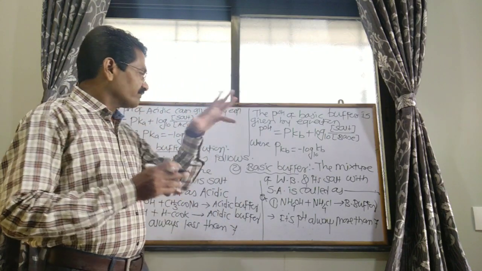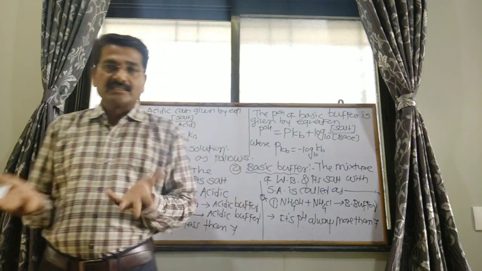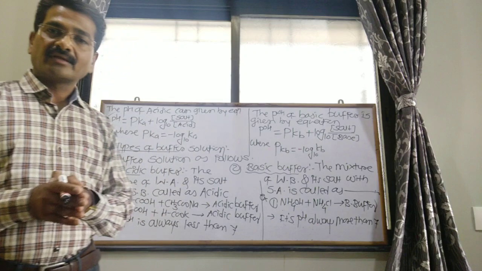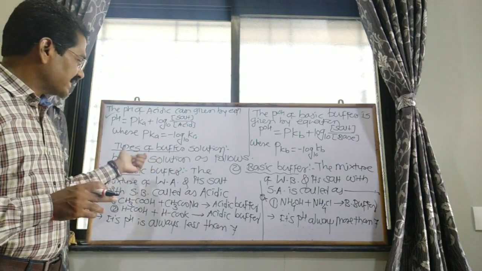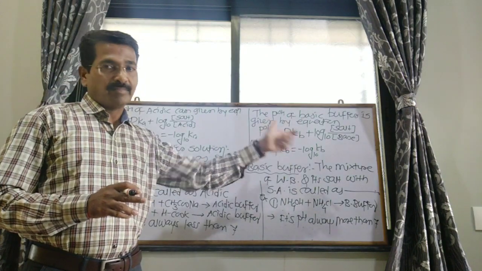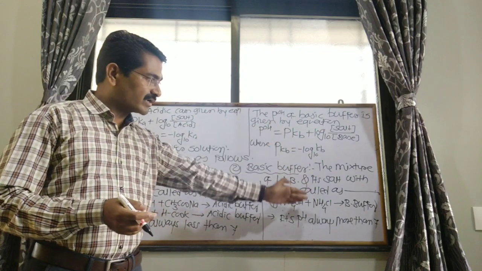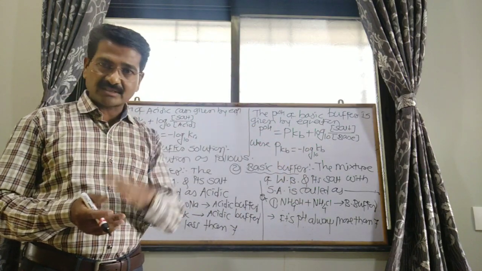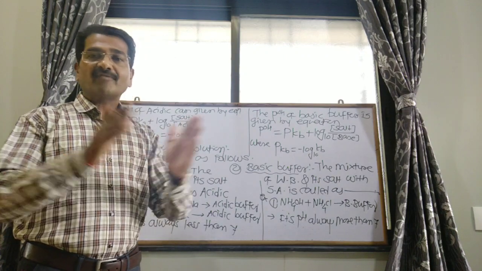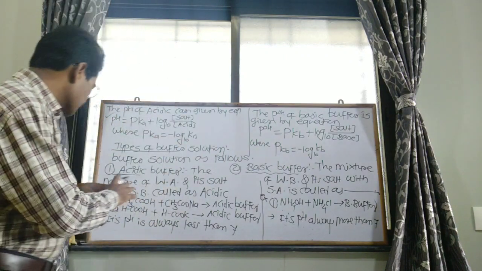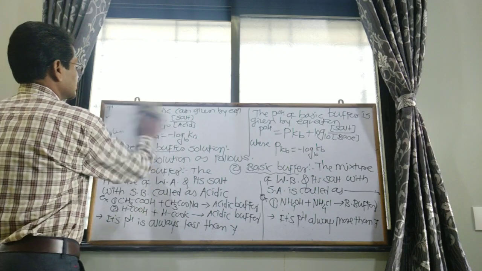So by this way the buffer solution is introduced. With that, we also have to follow the two types, acidic buffer and basic buffer. Acidic buffers have pH less than 7 and basic buffers have pH more than 7, and both buffers can be calculated using separate formulas. These are also discussed.